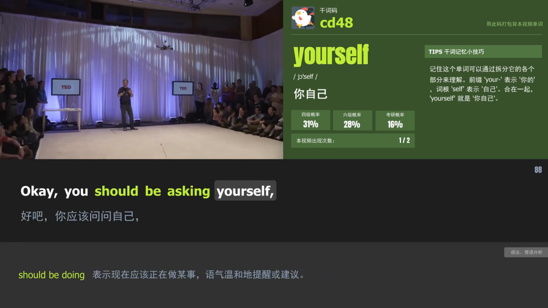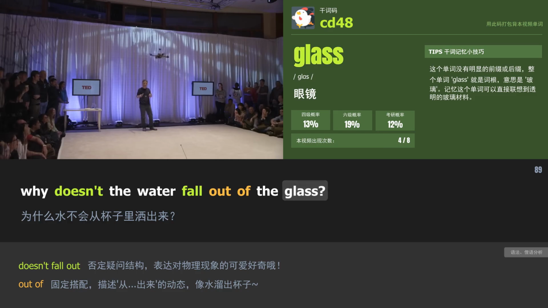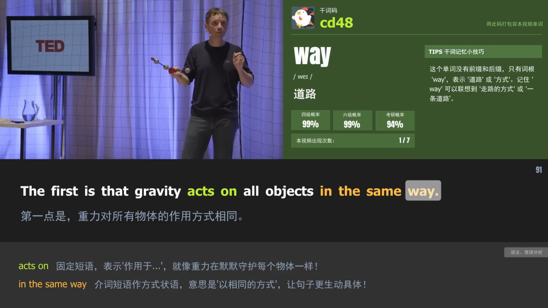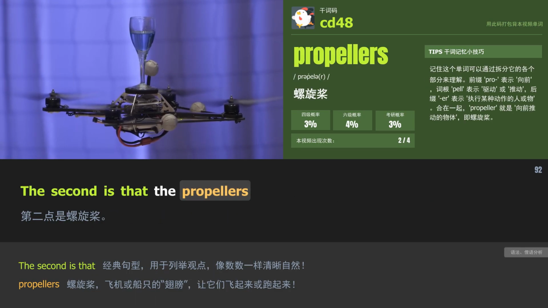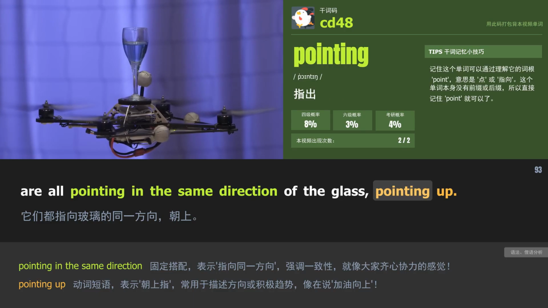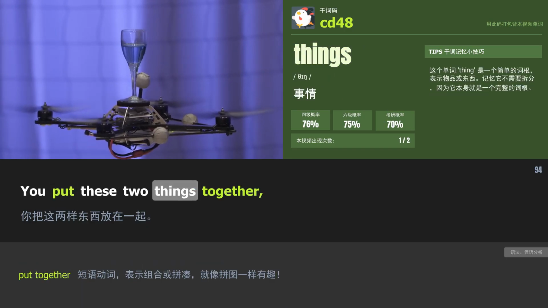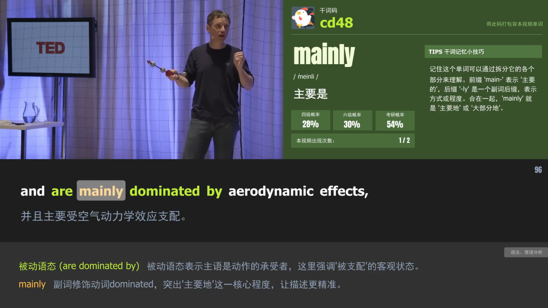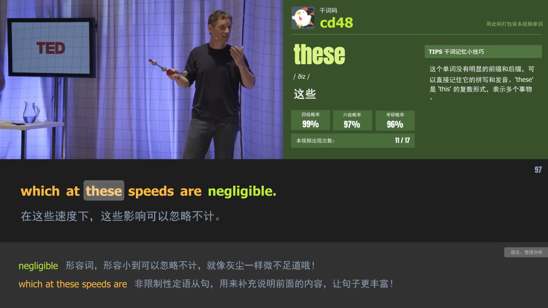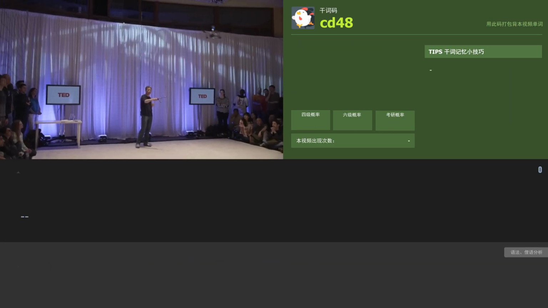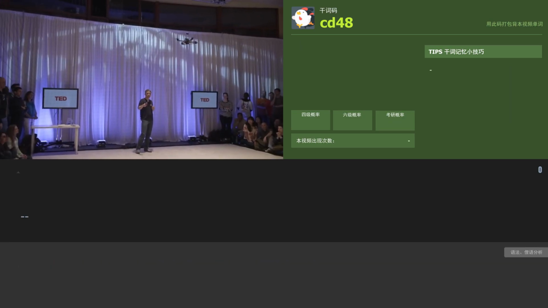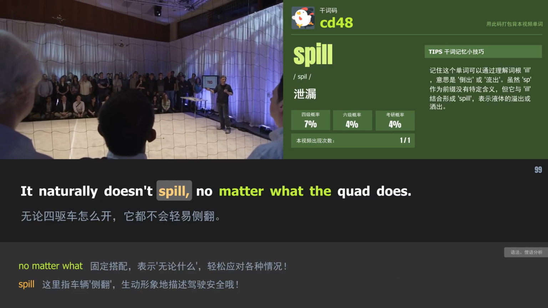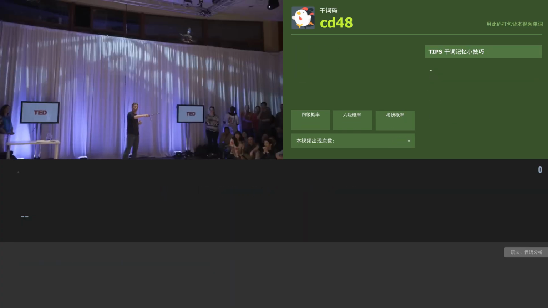Okay, you should be asking yourself, why doesn't the water fall out of the glass? Two facts. The first is that gravity acts on all objects in the same way. The second is that the propellers are all pointing in the same direction of the glass, pointing up. You put these two things together, the net result is that all side forces on the glass are small and are mainly dominated by aerodynamic effects, which at these speeds are negligible. And that's why you don't need to model the glass. It naturally doesn't spill, no matter what the quad does.